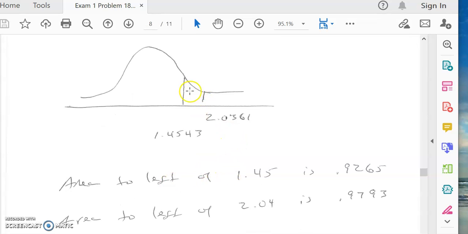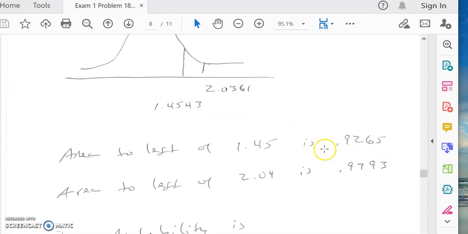So the area to the left of 1.45 is some number. The area to the left of 2.03 is some number. Here are the two numbers. How do I find those? I use the table. So what do I have? I rounded this off, 2.04 and 1.45.